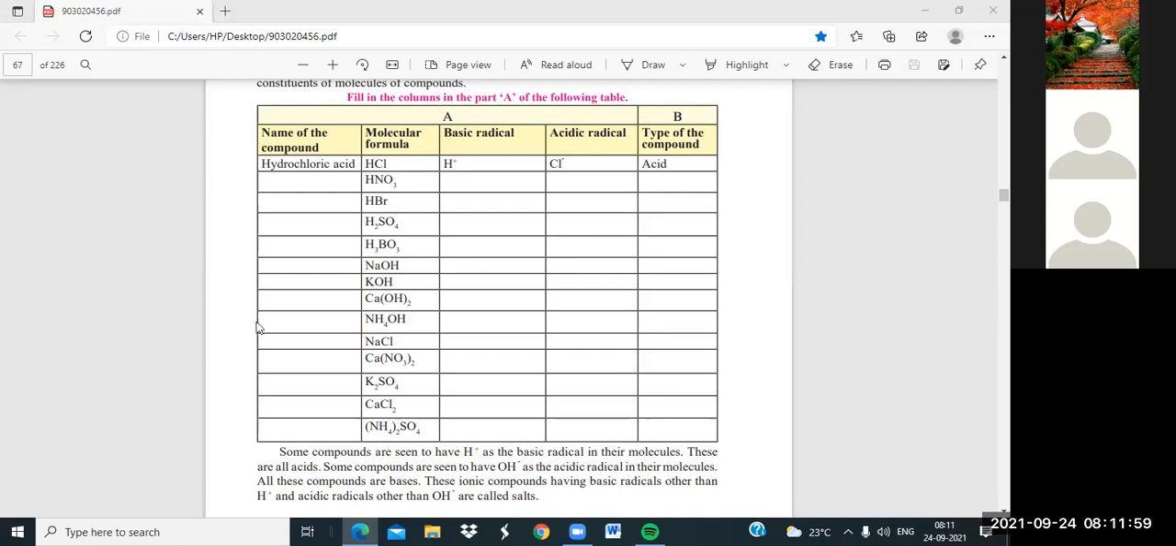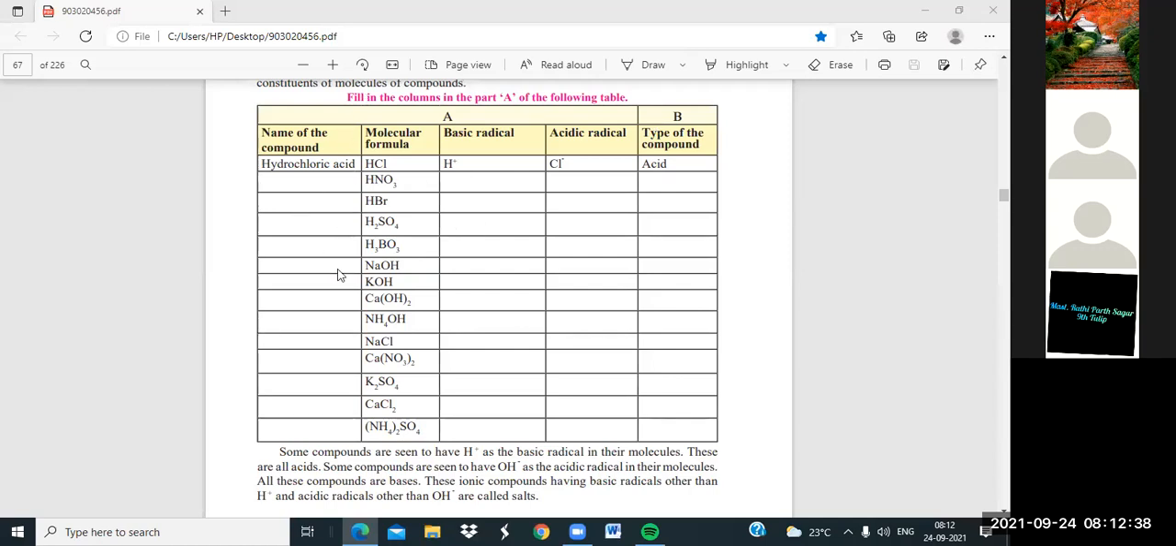Now NaCl, who is going to tell NaCl? Sodium chloride. Very good. Ca(NO3)2, who will tell? Calcium nitrate. Very good. Then K2SO4, potassium sulfate. Very good. CaCl2, calcium chloride. Then (NH4)2SO4, ammonium sulfate. Very nice. So like this, we can write.